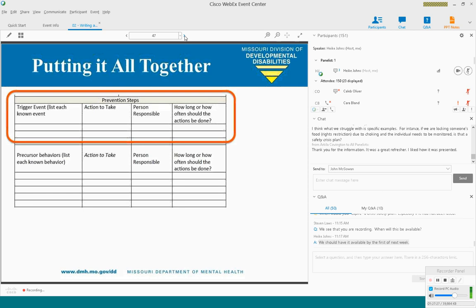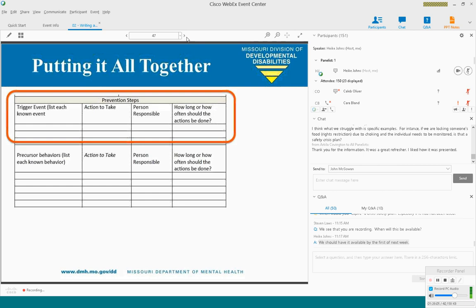So, for example, if the trigger event is an early morning appointment, then the action to take might be to make sure that appointments are scheduled in the afternoon. This might be the responsibility of the house manager, and it should be done whenever possible. If it's not possible to schedule the appointment for the afternoon, then staff should talk with Donnie, we're using Donnie again, about whether he wants coffee from Starbucks before or after the appointment. And if Donnie decides he'd rather get breakfast at McDonald's, then staff should honor that request. And they should allow him to choose the order, appointment then breakfast, or breakfast then appointment. And the direct care staff are responsible for doing this.